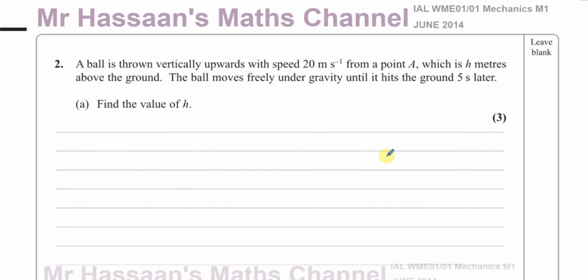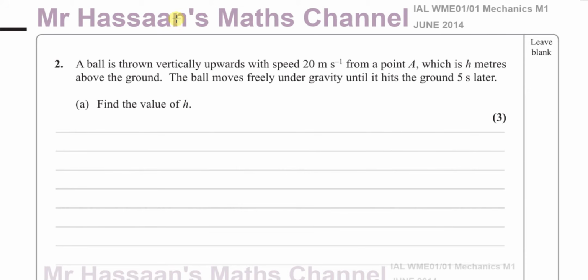So in the same question, I might have upwards positive in one part and downwards positive in another part, depending on the situation. This question will illustrate that, hopefully, in part A and part B. It says a ball is thrown vertically upwards with a speed of 20 meters per second from a point A, which is h meters above the ground. The ball moves freely under gravity until it hits the ground 5 seconds later.